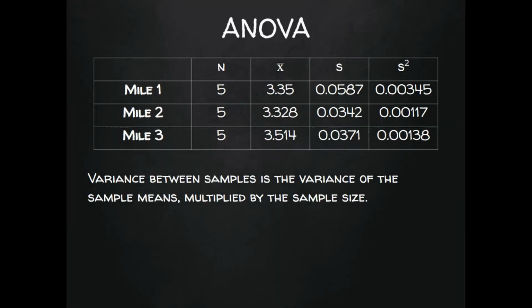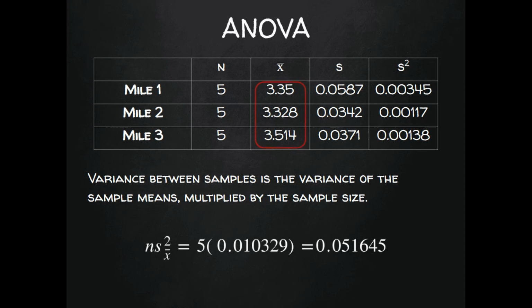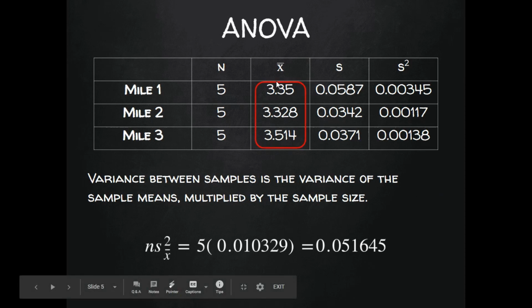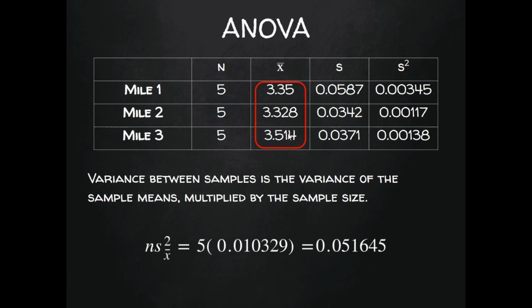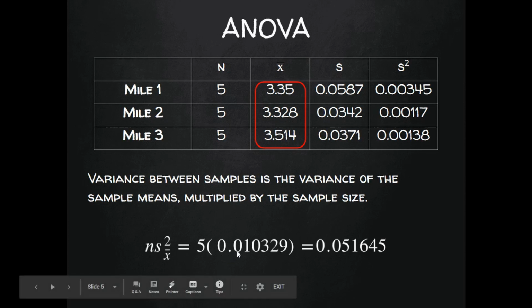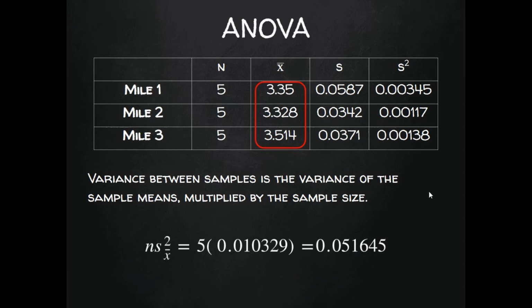If I wanted to find the variance between samples, that means I'm going to find the variance of the sample means. So I'm going to take the sample size 5 and multiply it by the variance between these sample means. I went ahead and calculated that on a calculator and got 0.010329. I would multiply that by our sample size of 5, and this is the variance between sample means. That's the numerator of our F test statistic.